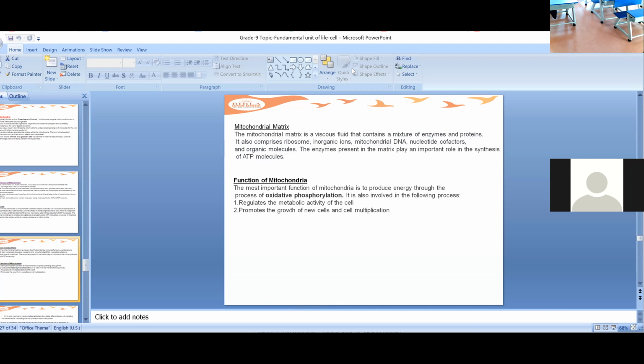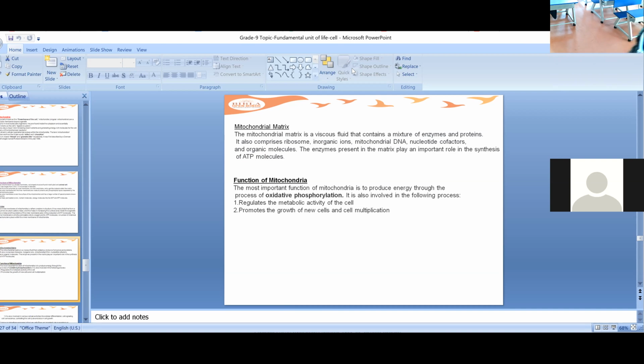Now coming to the functions of mitochondria. What functions does the mitochondria do? The most important function of mitochondria is producing energy through the process called oxidative phosphorylation. We are going a little deep, but there is no need to go that deep. I just want to tell you the main function of mitochondria is to produce energy.